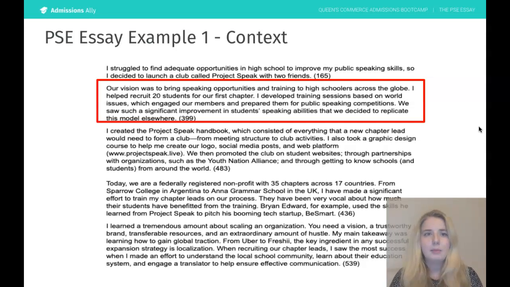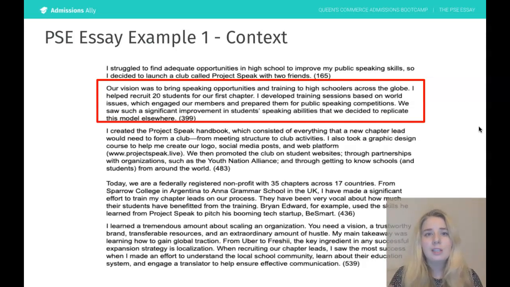This is a really good example. Let's break it down piece by piece. So first they're saying our vision was to bring these opportunities and trainings to high schoolers around the globe. So they had really big picture thinking. This gives us context of what their idea was to begin with.